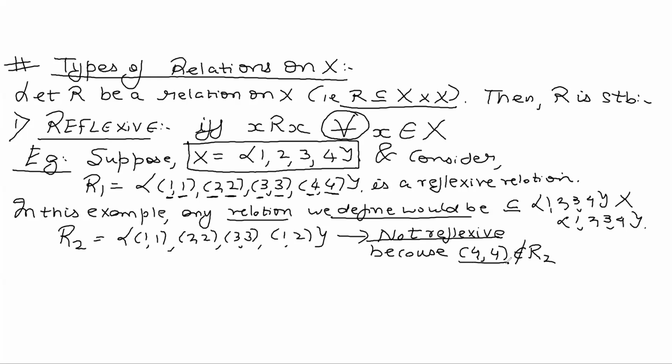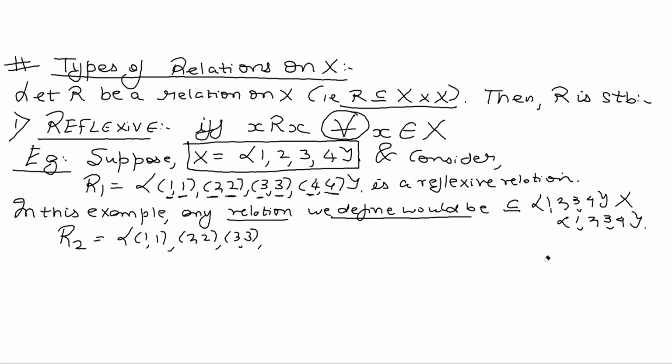But suppose I write it like this. Is this a reflexive relation? Yes, this is reflexive. Why is it reflexive? Because (1, 1), (2, 2), (3, 3), (4, 4), all of them belong to R. So this is a reflexive relation. I hope all students have understood this.